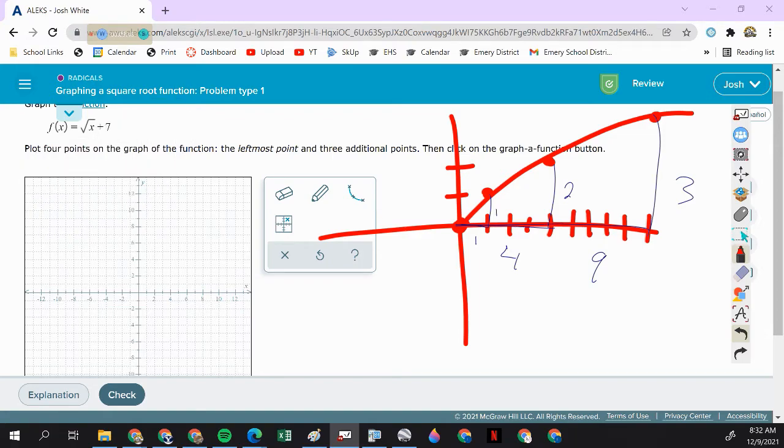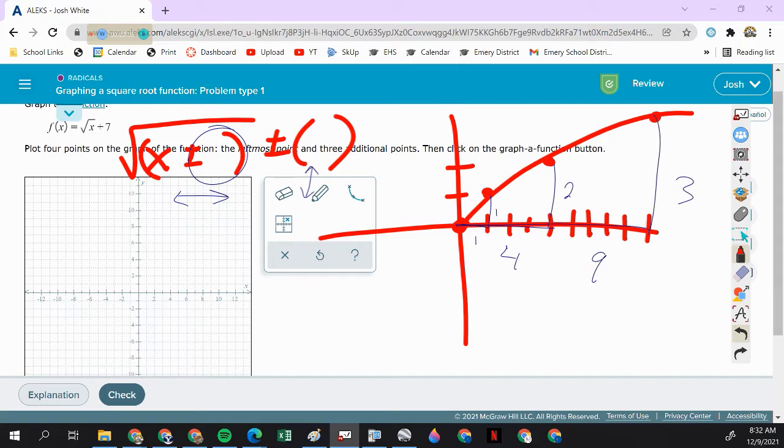Now, the other thing you need to know is if we have x plus or minus something, this number is going to shift the graph to the right or to the left. And then if on the outside we have plus or minus something, this number is going to shift the graph up or down. However, the left and right is always backwards. Can you guys remember that? We've done that before, right? The left and right is backwards. The up and down is not.